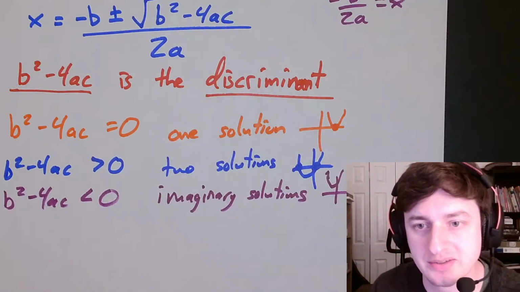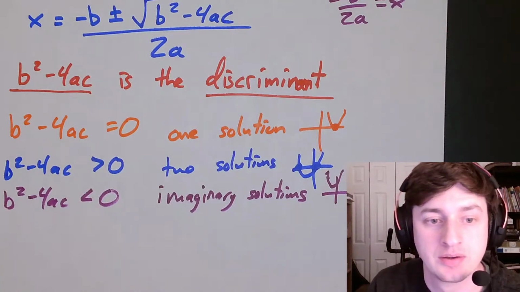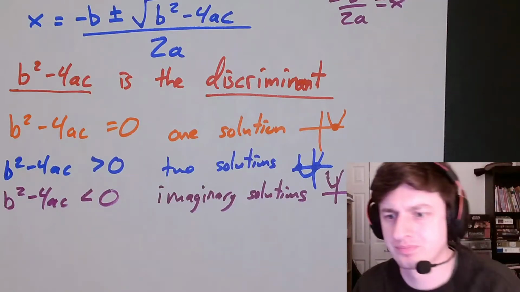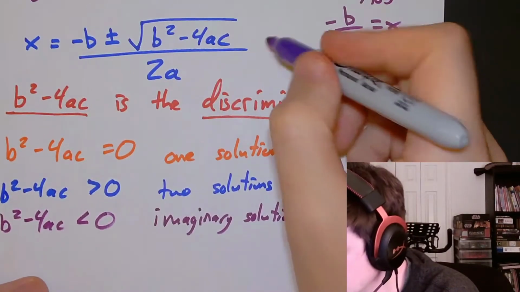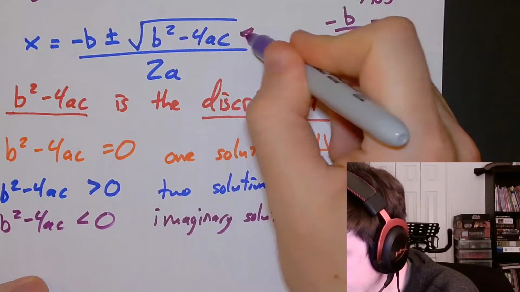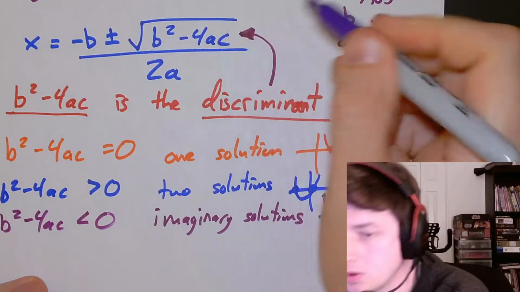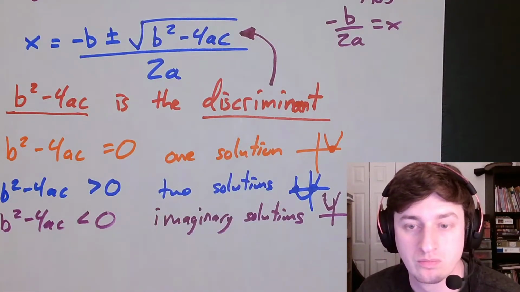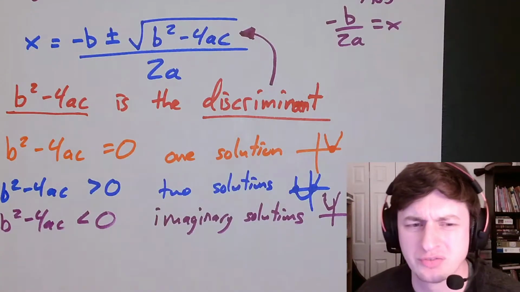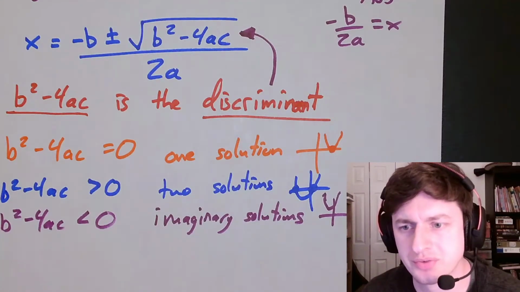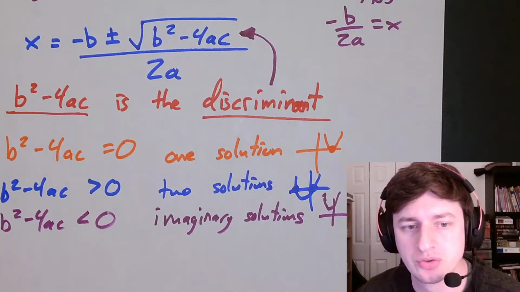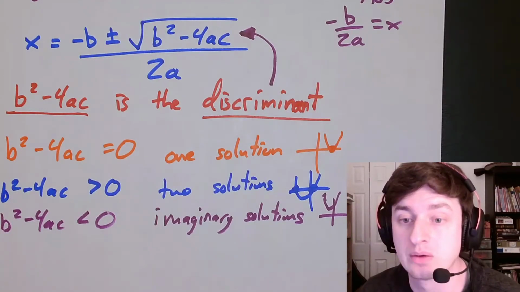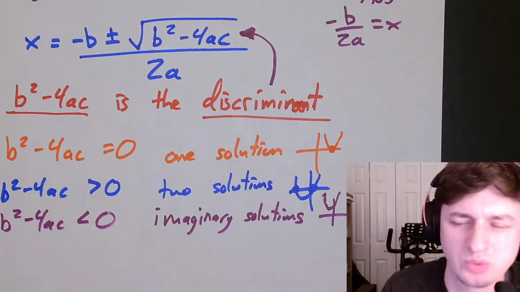So the discriminant, the part inside the square root, this piece in here, controls how many solutions there are. So all three numbers are involved here, right? B squared and A and C. It takes all three of those numbers to control how many solutions there are, because those control where the graph is.